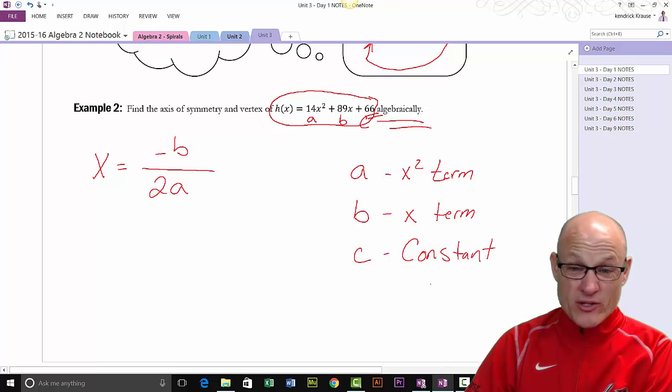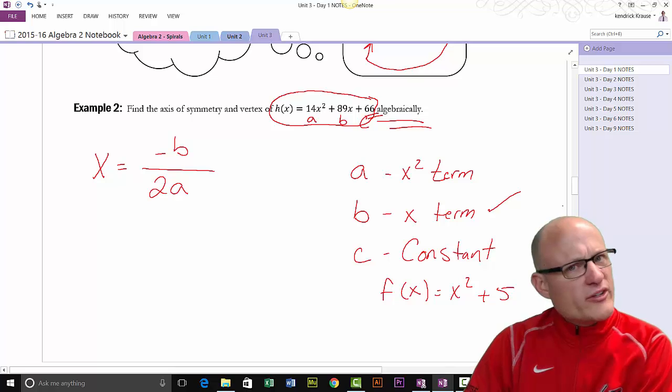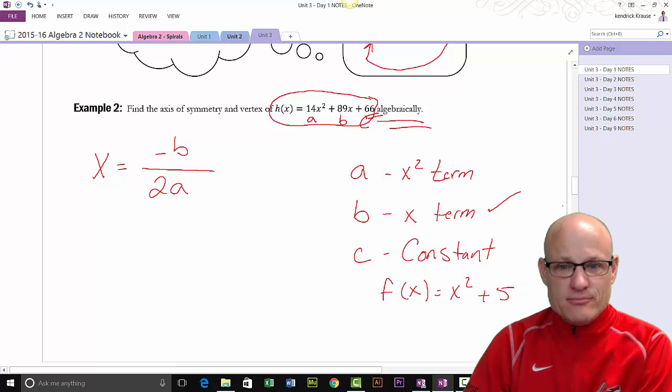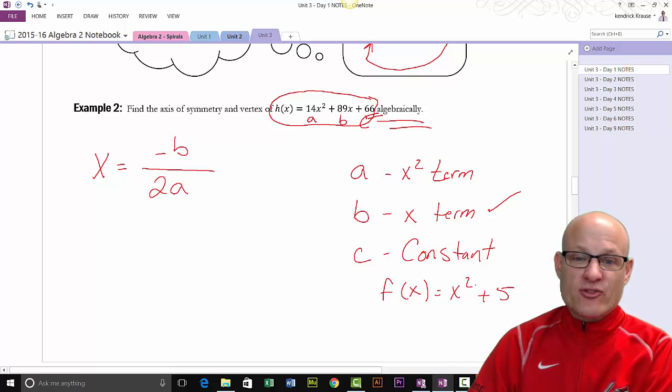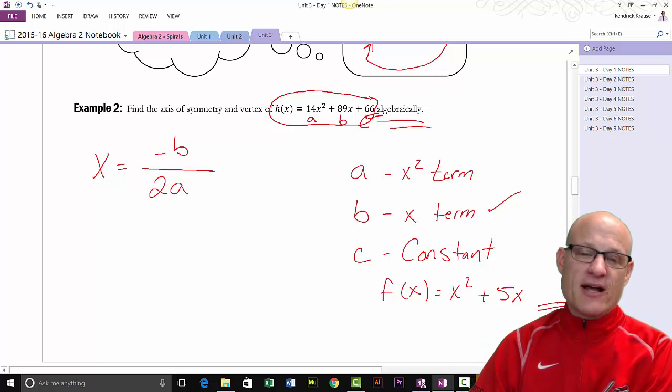This is always true. So if I gave you the function f of x is equal to x squared plus 5, is there an x term? No. So what's b? 0. Right? If I gave you x squared plus 5x, is there a c term? There's none. The c term in this case is missing. So in this case, the b would be 5. Just remember that. That's important that you remember that.